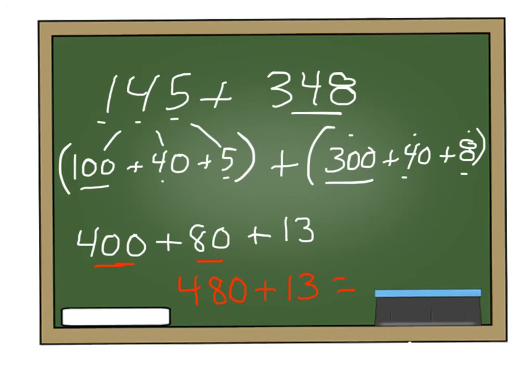Again, we can use the same strategy that we just did. We have 4 groups of 100. Check out my tens. I have 9 groups of 10, and then I have a 3.